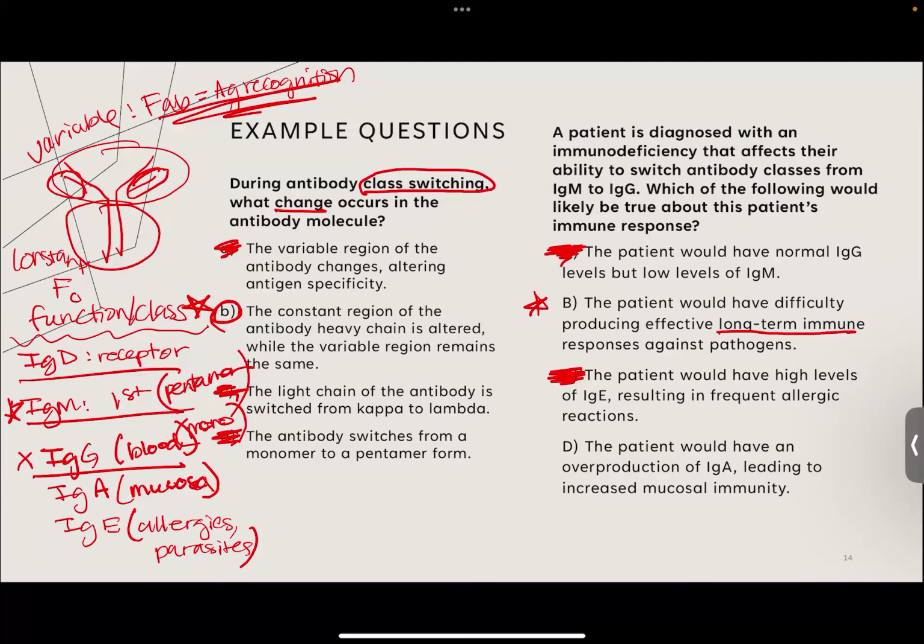The patient would have an overproduction of IgA. No. So you have to get specific signals to turn to IgE or turn to IgA. If you can't make IgG, you don't just revert to the other two. So if you can't make IgG, you're just not going to have good IgG. And your IgG is what is key for your actual memory and protection stuff. So B is our answer here.